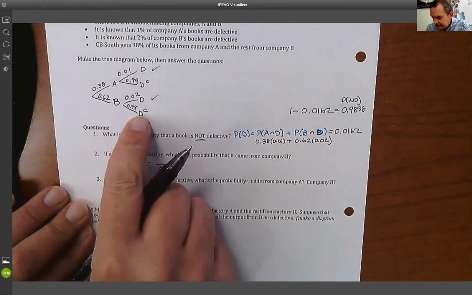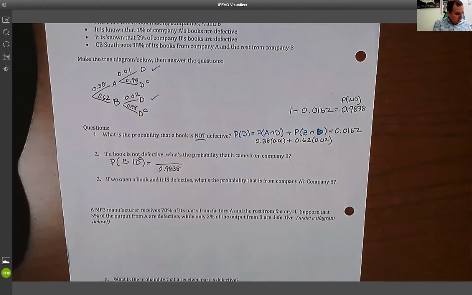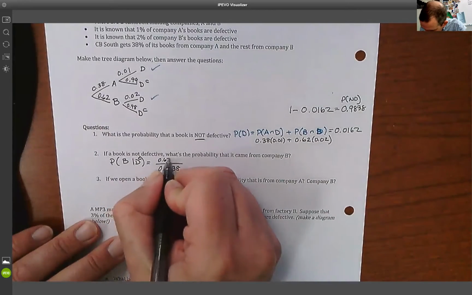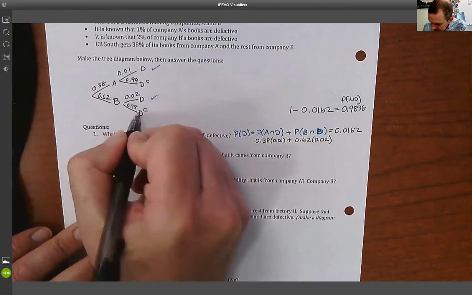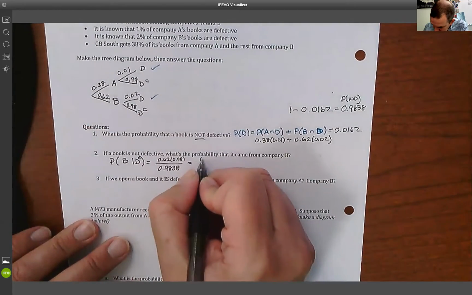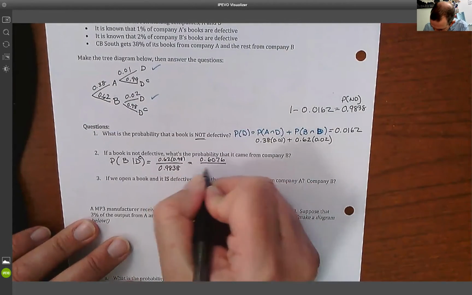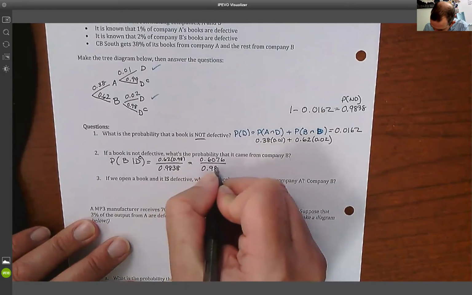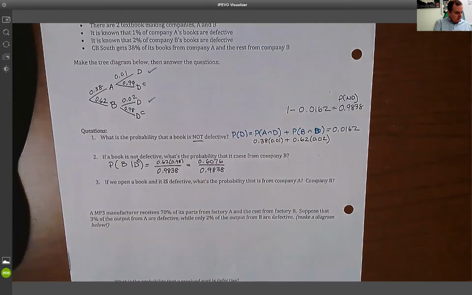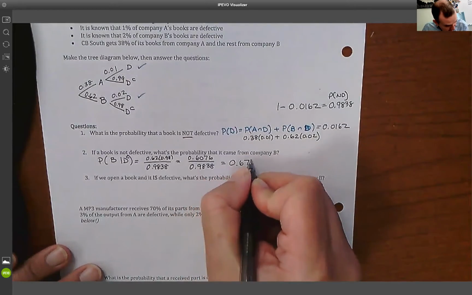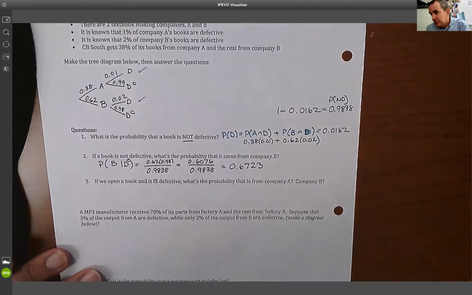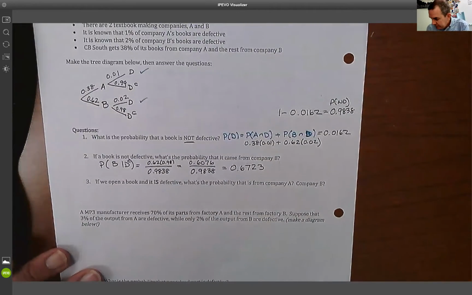And B and not defective is going to be 0.62 times 0.98. It's these people right here. And that's going to give me 0.6076 over 0.9838. So it's telling me that in this case, there's about a 2/3 chance, 0.6723, that if a book is not defective, it came from company B.